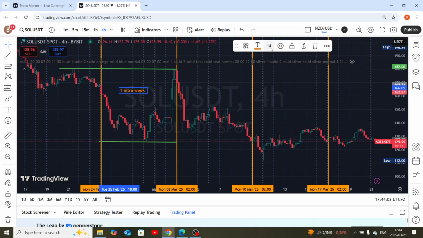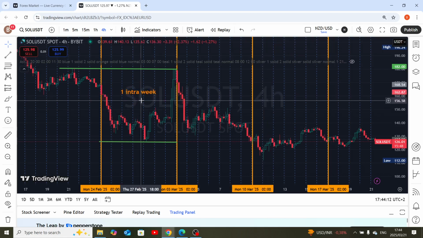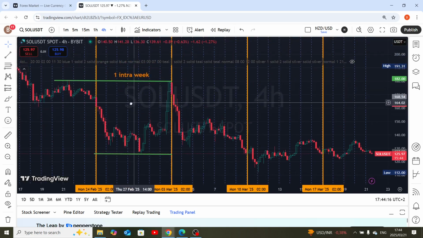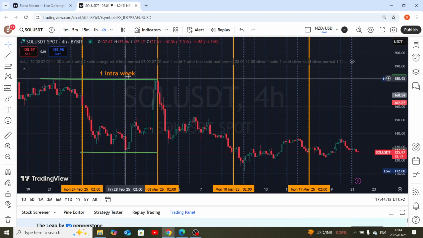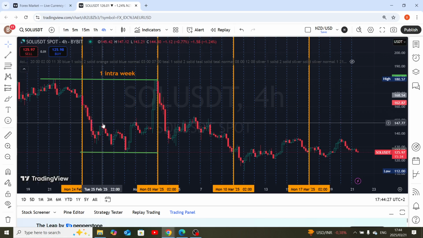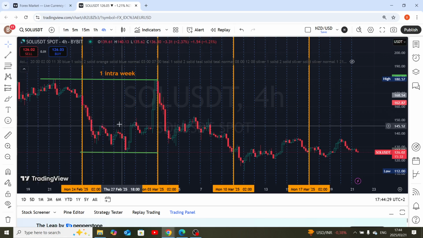Let's check. Okay, 18, or 20. I think 20 will be much better. So yes, we can see that 20 intra week. In this sense, it's much more realistic. So you can see this is our first intra week. We're also going to see opportunities that were presenting themselves throughout the entire intra week.